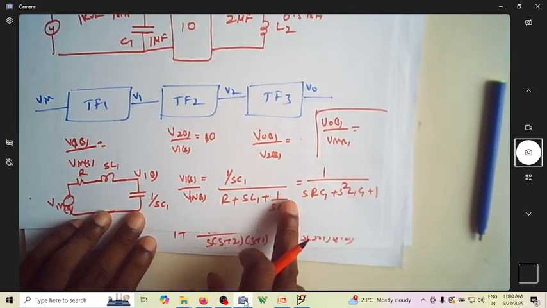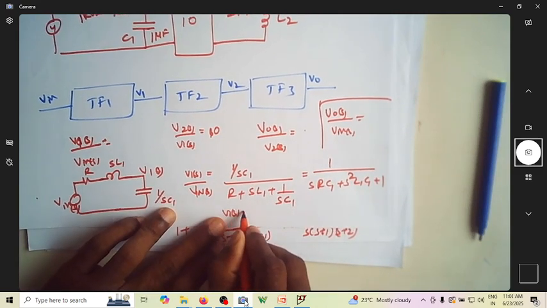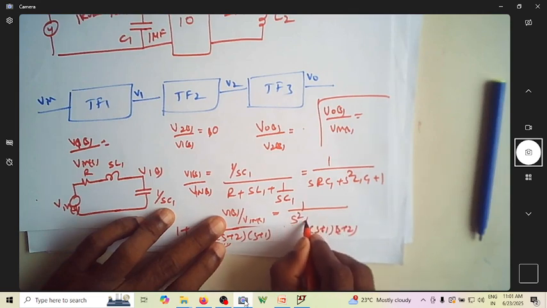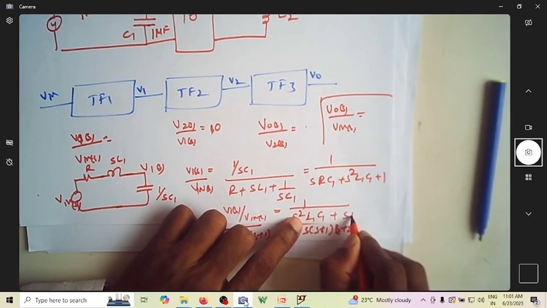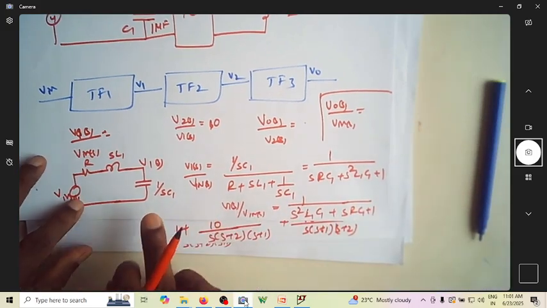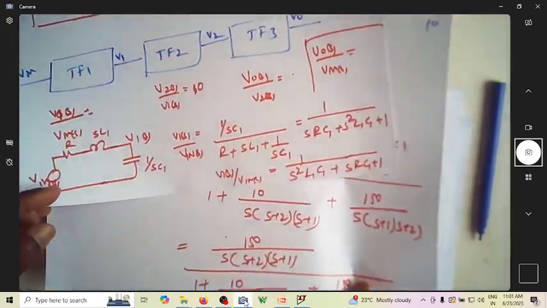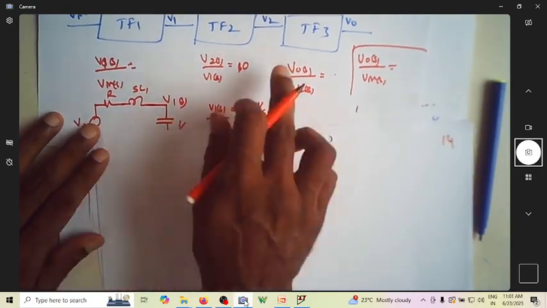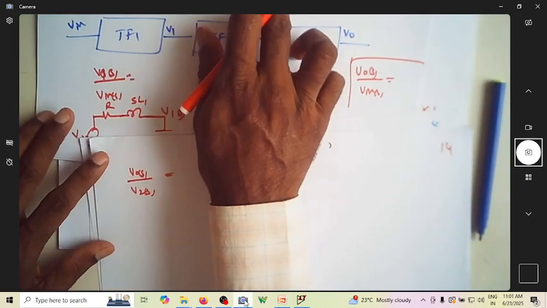So now you have V1 of S by Vn of S given by 1 over S squared L1 C1 plus SRC1 plus 1. This is the transfer function of this, and this we already know as 10. So what is the transfer function of V naught of S by V of S, which is nothing but this.